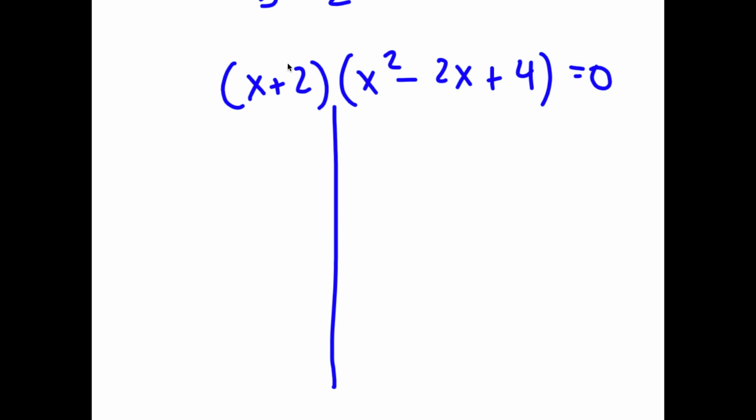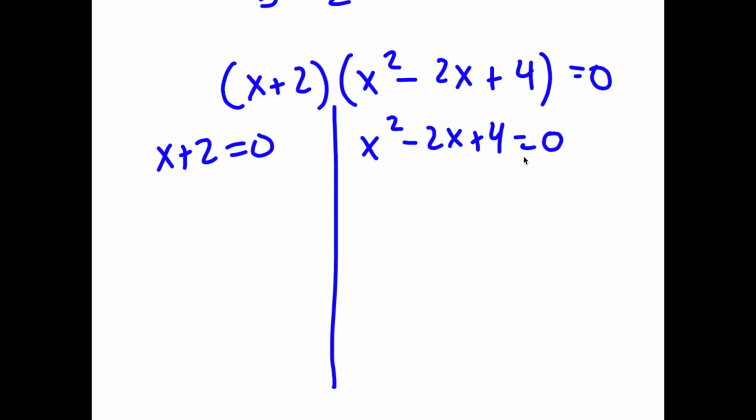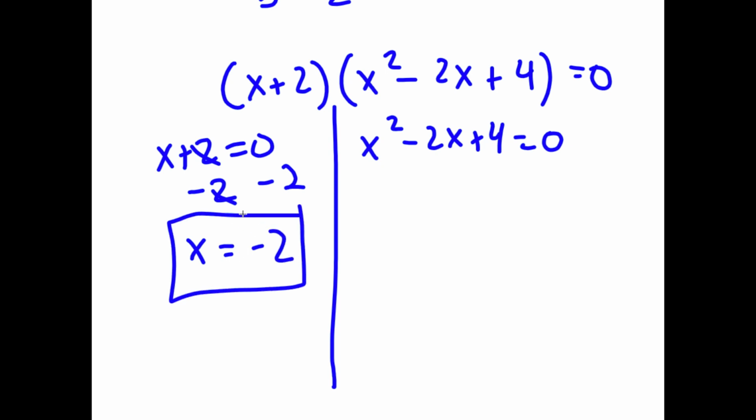I have right here x plus 2 is equal to 0, and I have over here x squared minus 2x plus 4 is equal to 0. So to start, I'm going to first solve x plus 2 equals 0, which is a simple equation. All I have to do is subtract 2 on both sides, and I get x is equal to negative 2. So this is one solution of x.